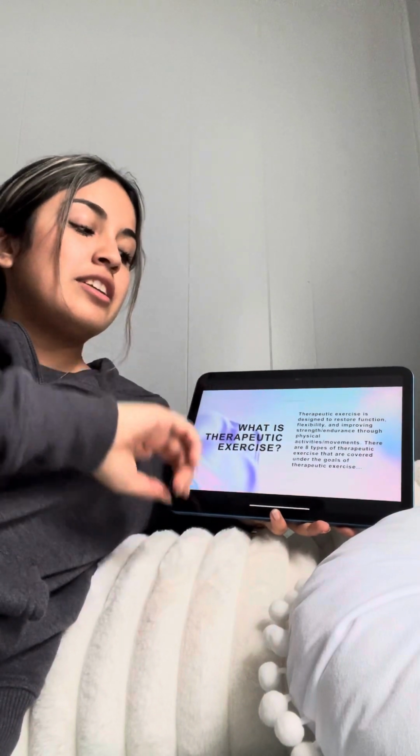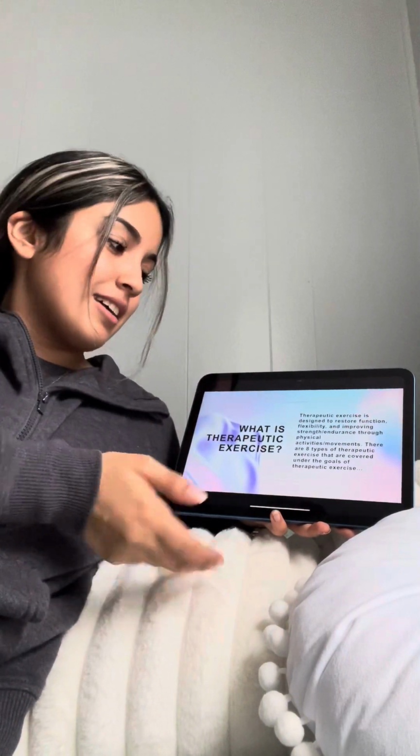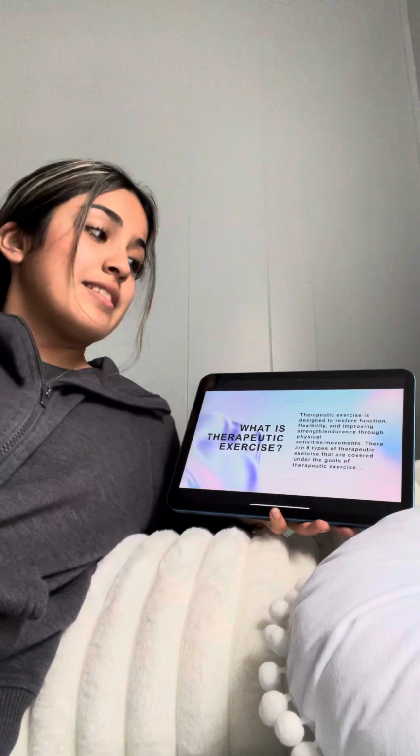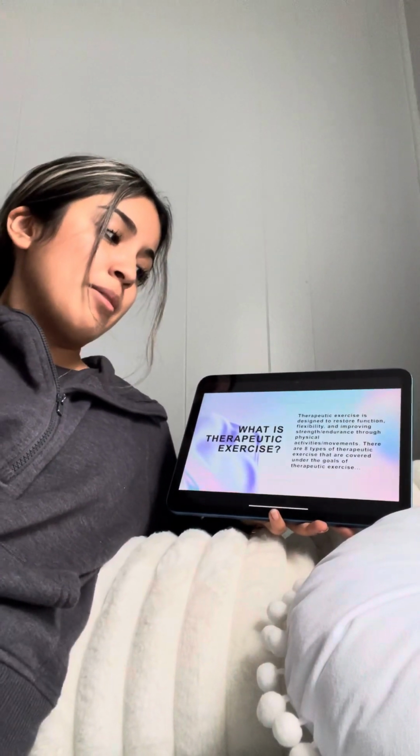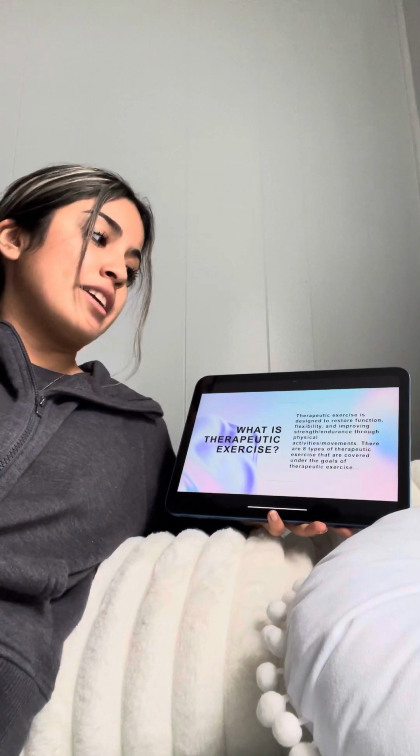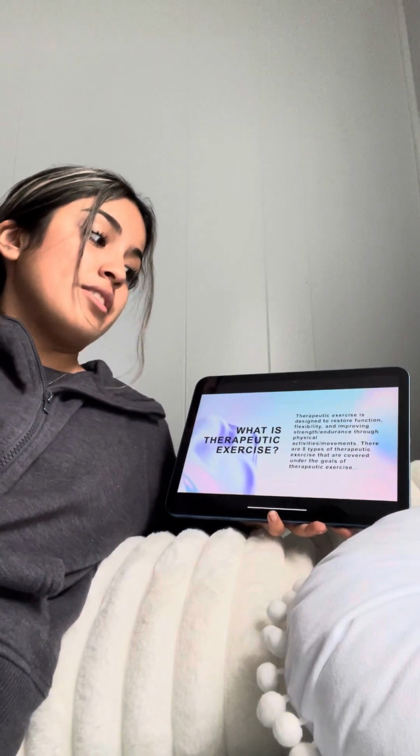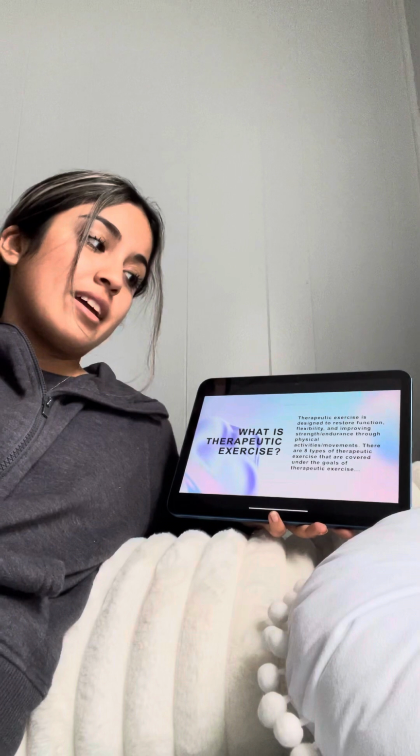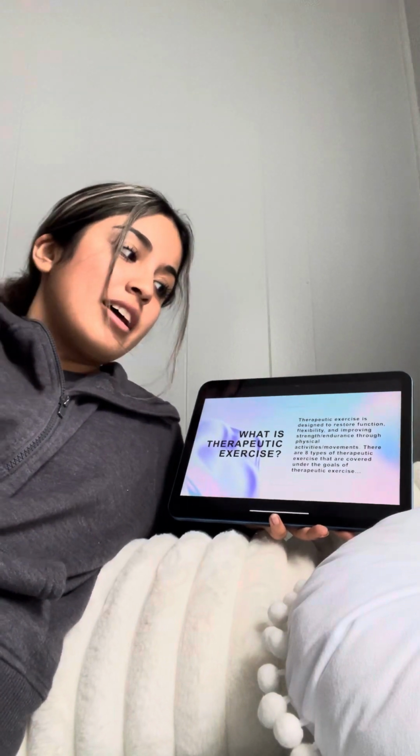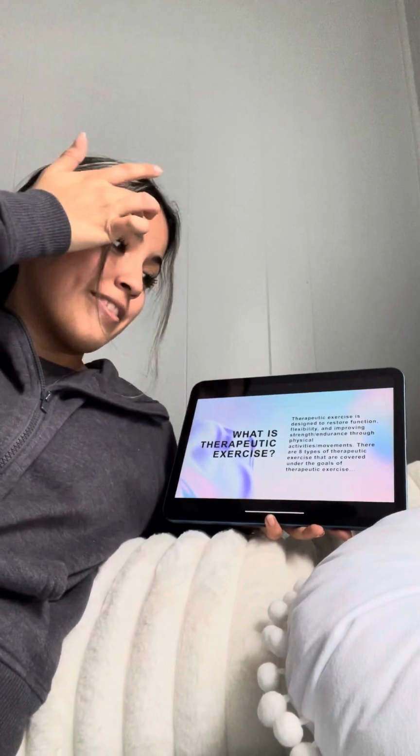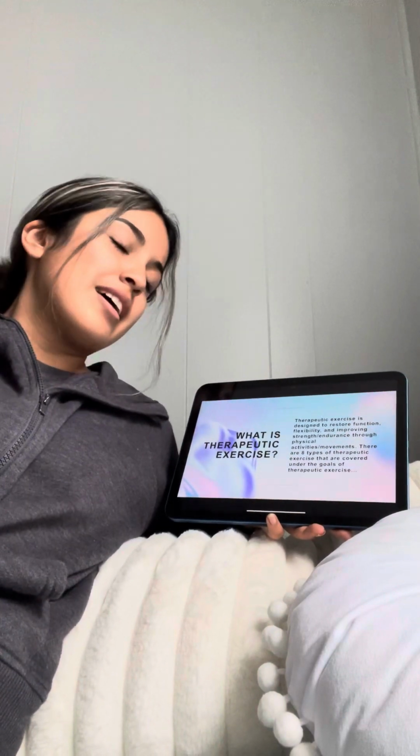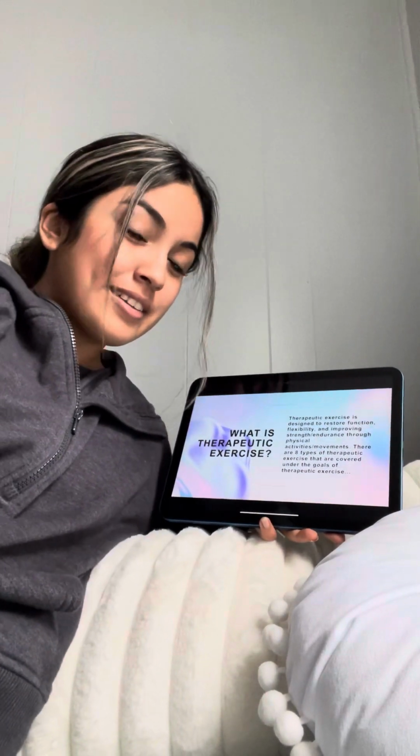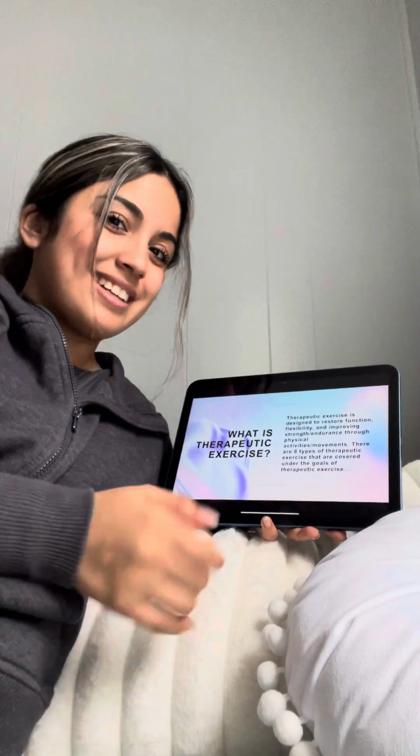And so continuing on to what is therapeutic exercise. Therapeutic exercise is designed to restore function, flexibility, and improve duration, strength, and endurance through physical activities and movements. There are 8 types of therapeutic exercise that I will be covering in the next few slides. But for now, we're going to discuss the goals of therapeutic exercise.